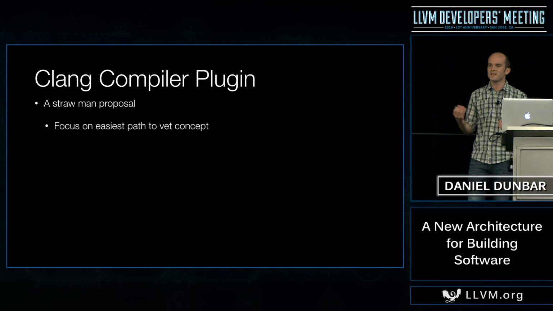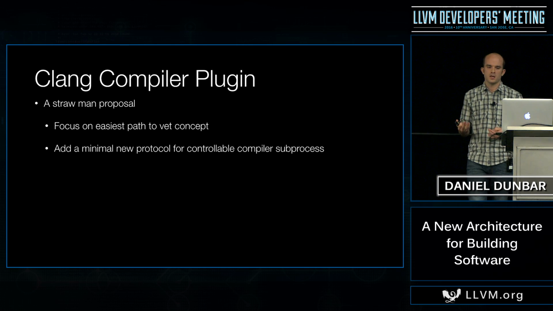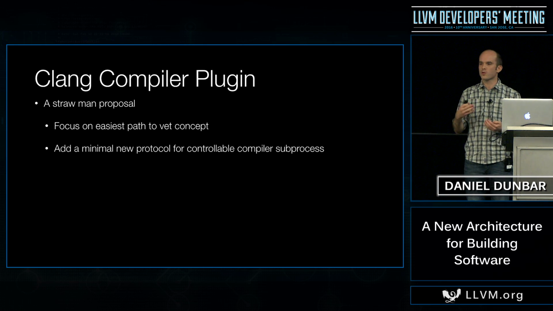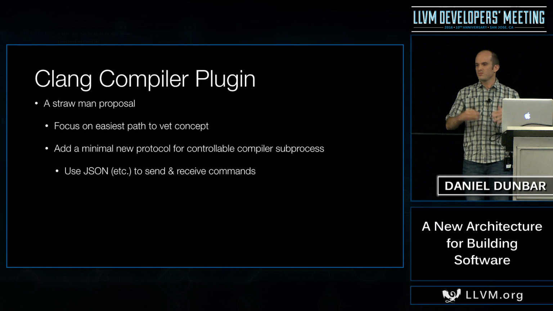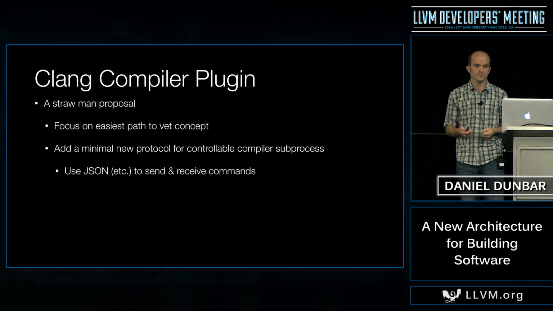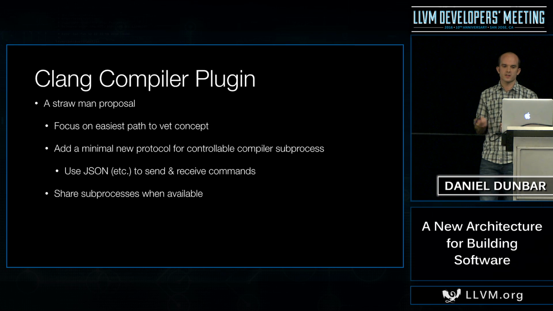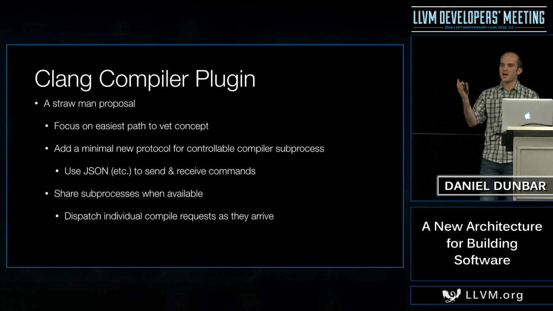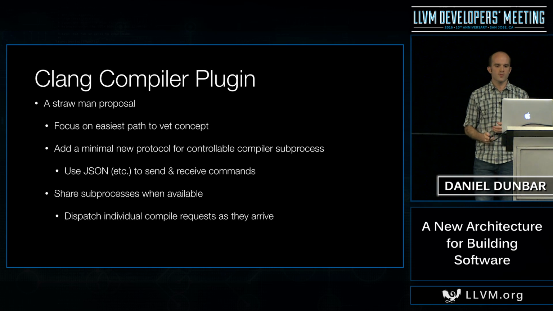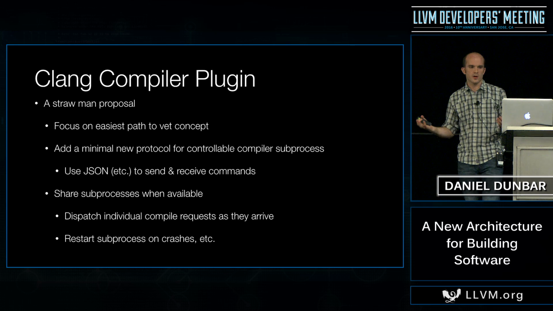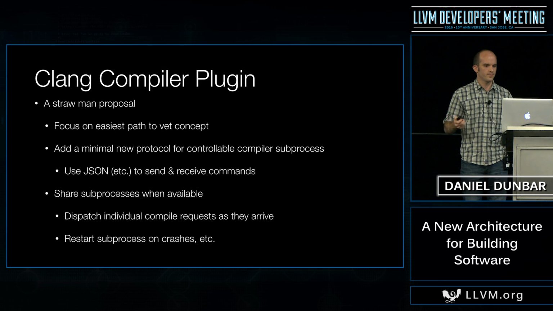And the focus was just what's the easiest path to vet this concept and see if we could get compile time wins this way. And what I think would be a good approach would be to try to design some minimal new protocol that simply allows you to control the compiler as a sub-process. So do something like use JSON to send and receive commands to one compiler process so that it could do things like run the front end multiple times at once. And then you would just share these subprocesses when they're available. So you would dispatch individual compilation requests to the subprocess, and then this gives us a good resilience model. If the subprocess crashes, you can just restart it.